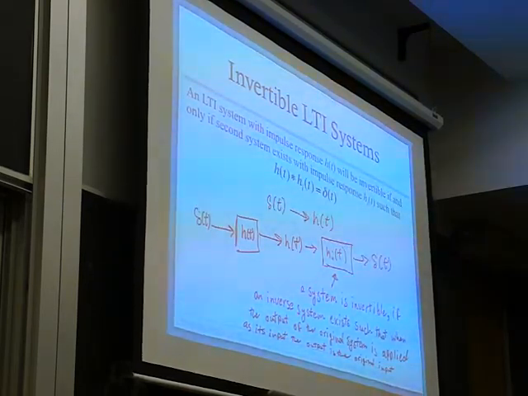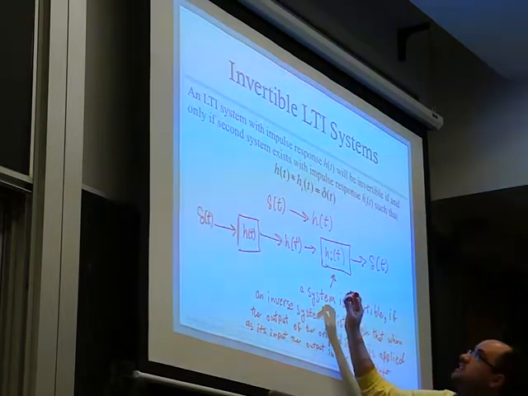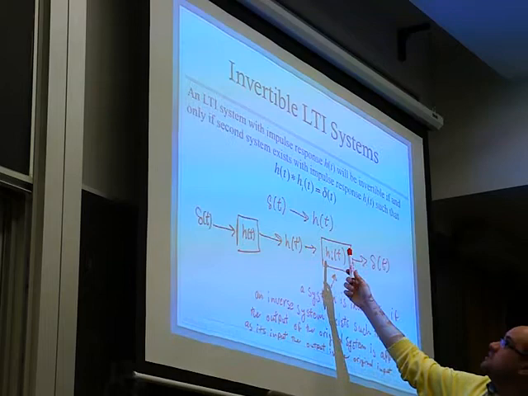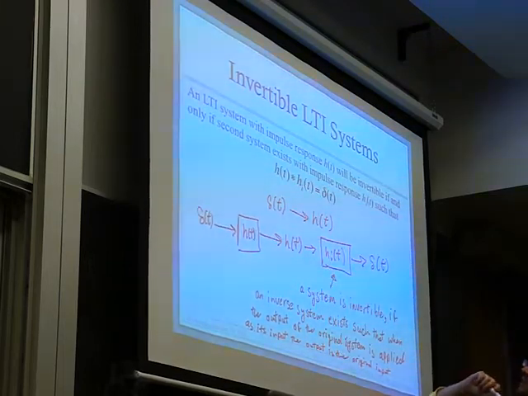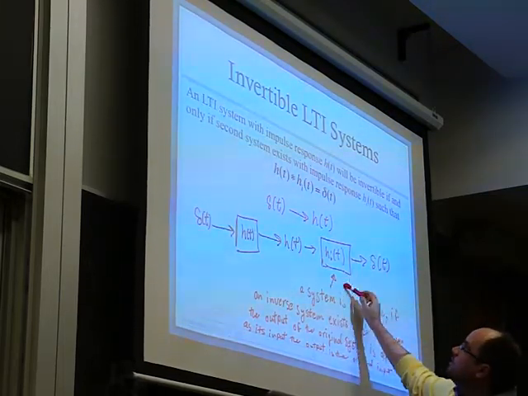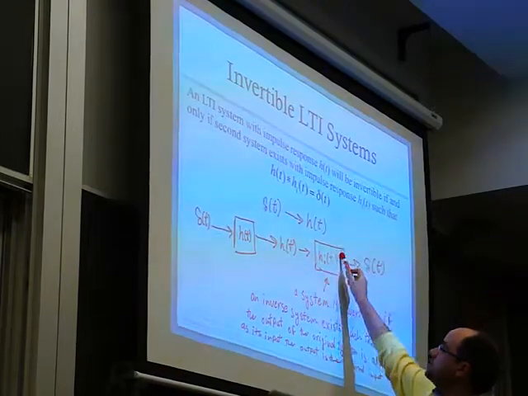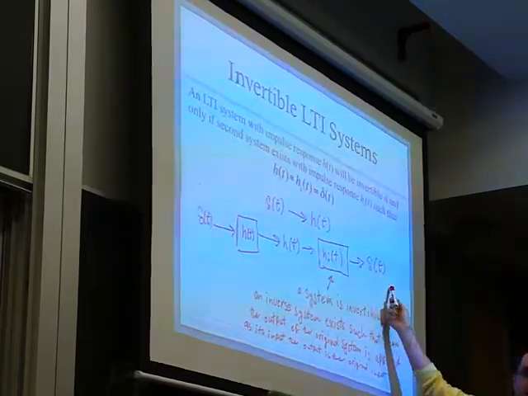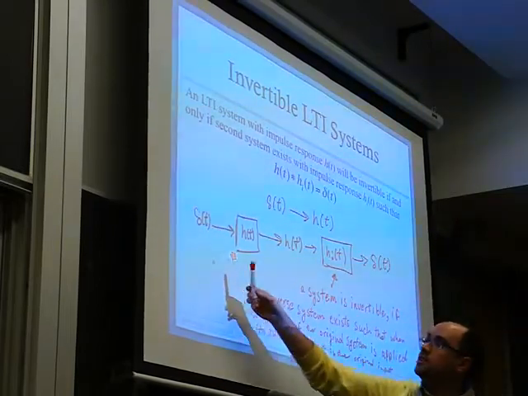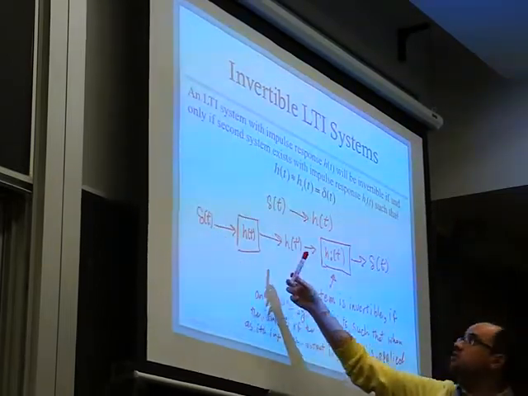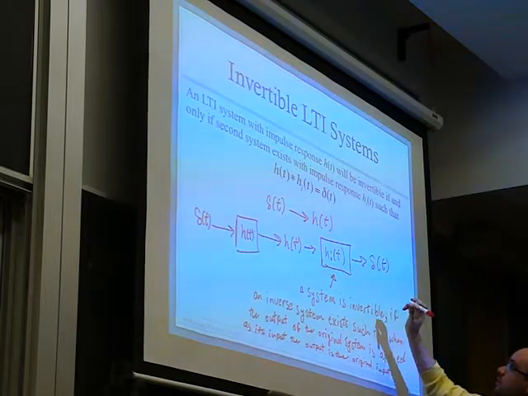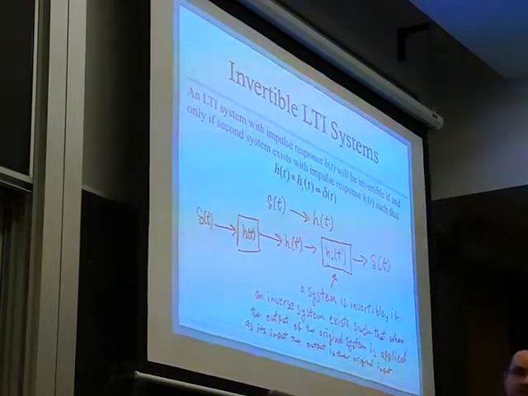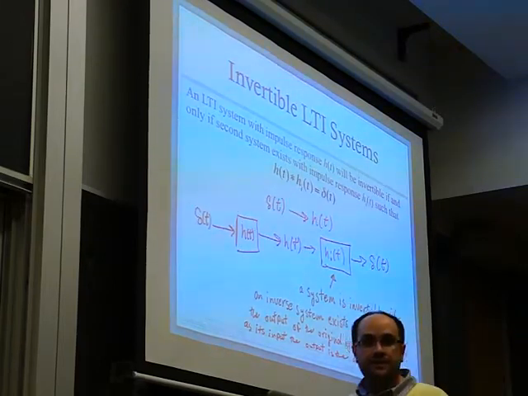The general idea is a linear time invariant system is invertible if there is some inverse system with some impulse response that gives you back the delta function. Because the input is the delta function, for the delta function you get the output, which is the impulse response. And if you have that inverse system, you get the delta function back.